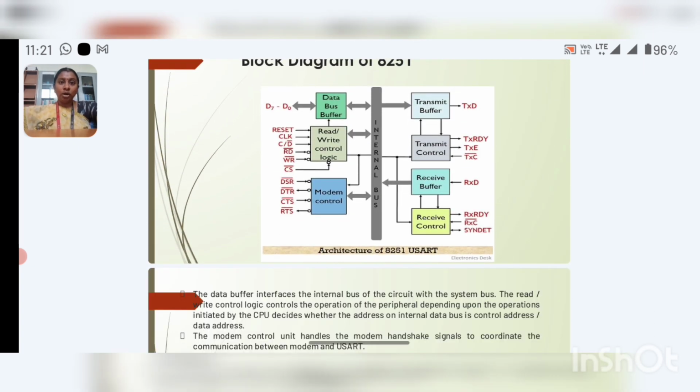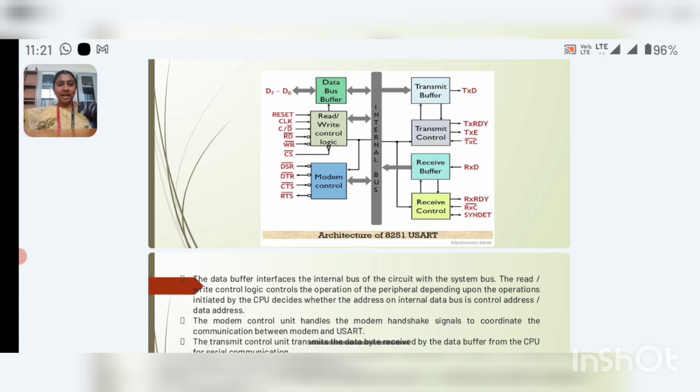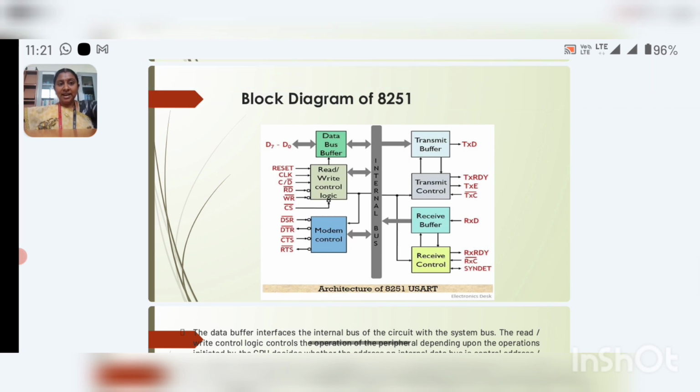Next is the block diagram of 8251. It consists of data bus from D0 to D7 and address bus from A0 to A15. First block is the data bus buffer. Next one is read or write control logic. Next one is modem control. Next, serial communication transfer is mainly for transmitter and receiver, which use these operations. So transmit buffer, transmit control, receive buffer and receive control blocks are used here.